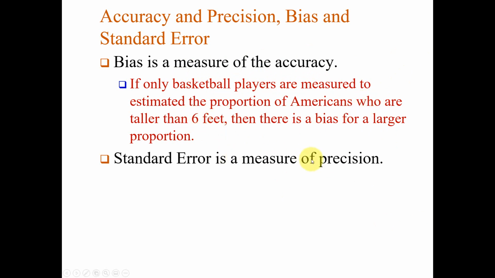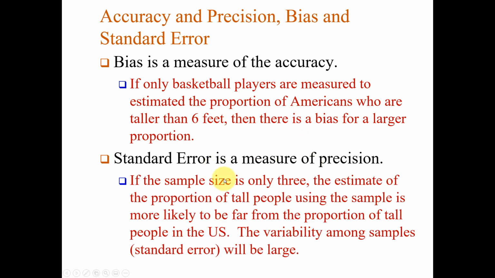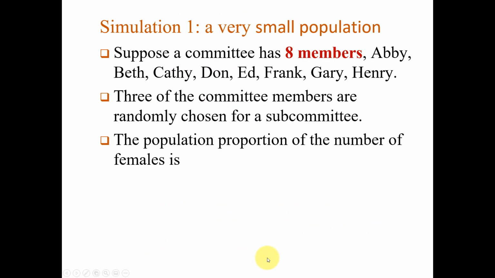Standard error, measure of precision. So if the sample size is only 3, the estimate of the proportion of tall people using the sample is more likely to be far from the proportion of tall people in the U.S. The variability among samples, the standard error, will be large.